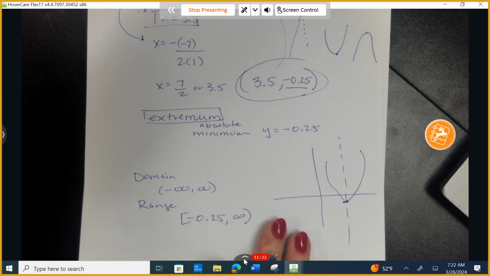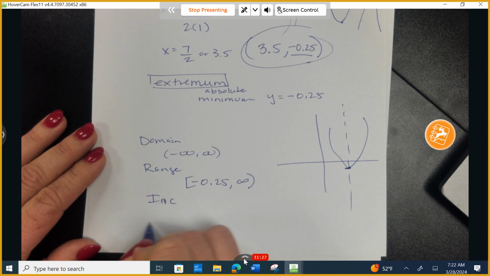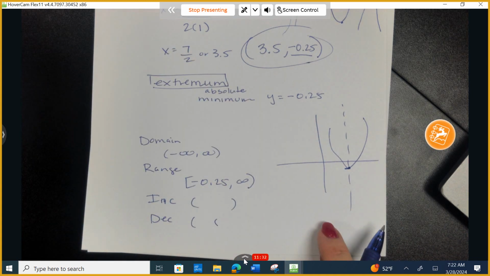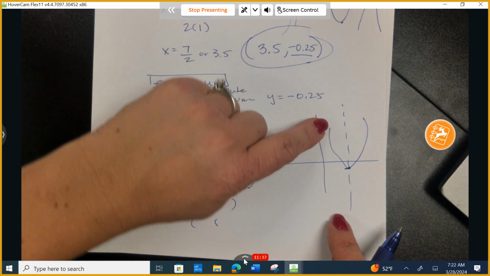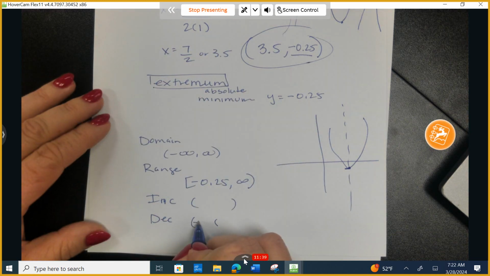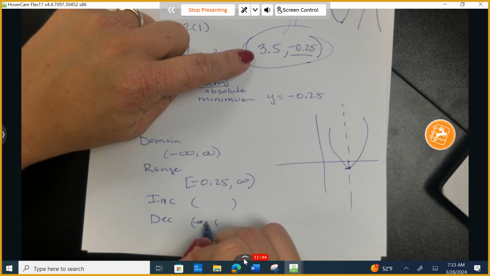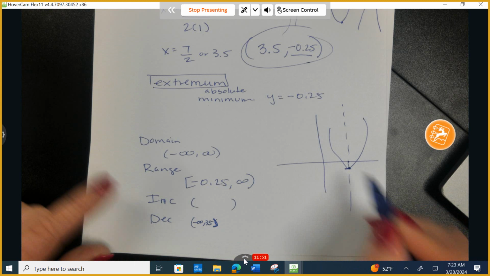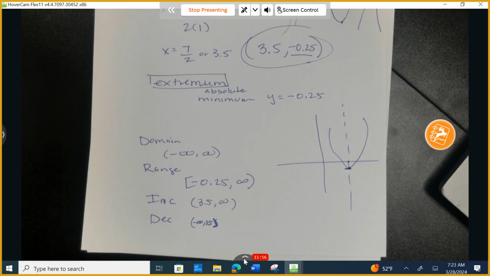And lastly, this goes all the way back to first semester, increasing and decreasing intervals. Remember, they are always parentheses. From left to right, we're describing this in terms of x values. It is going down from left to right. So this part is going down. It comes from the far left, and it continues to go down until it gets to an x value of 3.5. At 3.5, it's neither decreasing or increasing. It's just stable at this point. And then after it leaves 3.5 and it moves to the right, it is going up.